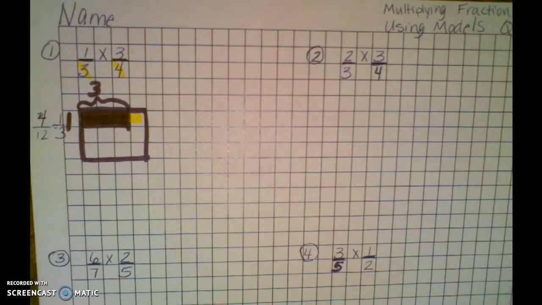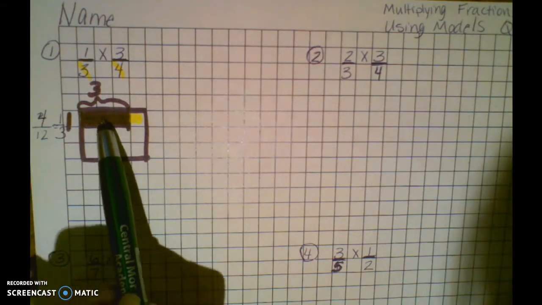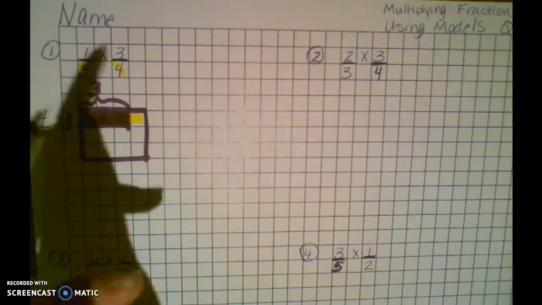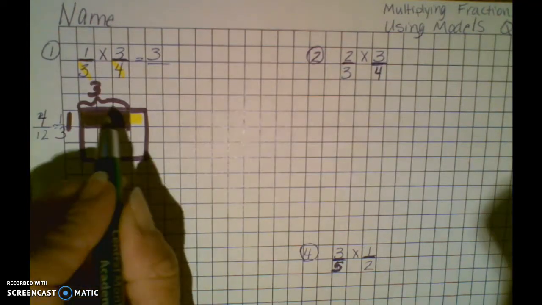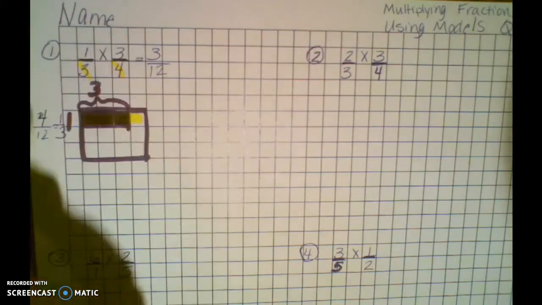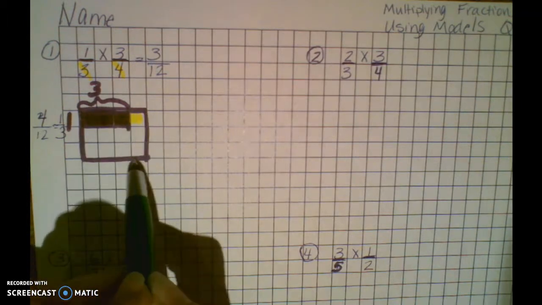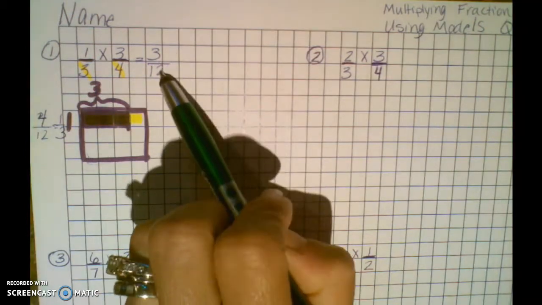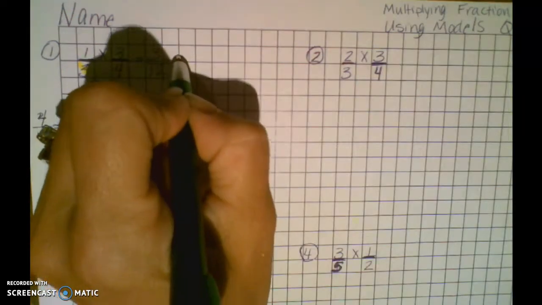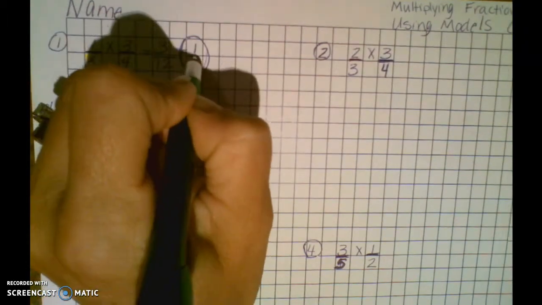Okay? So when I go to write my solution or my product here, I will look and say I've got 1, 2, 3 pieces that I've taken out of 12 pieces that are used to make up the whole model. Not the whole of 1/3. To make one whole, I would need 12 pieces. So my product is 3/12. And when I simplify that, I get 1/4, because we always simplify our models.